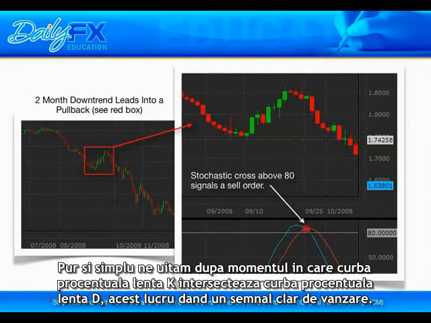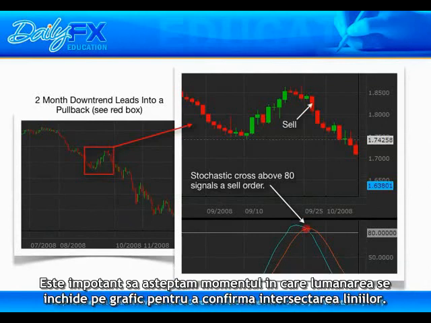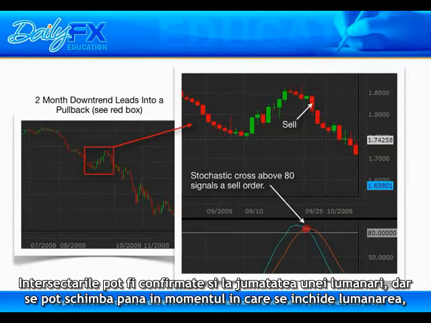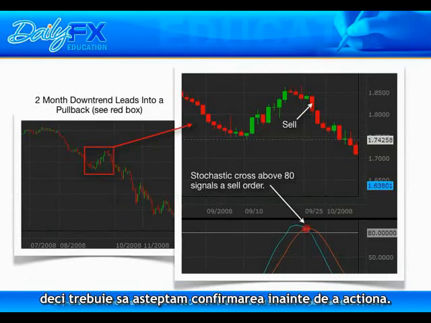We simply look for the slow percentage K line to cross below the slow percentage D line to signal our sell entry. It's important to wait for the candle to close on the chart to make sure the crossover has been confirmed. Crossovers can be noted in the middle of a candle, but change before the candle can close, so wait for confirmation before acting.